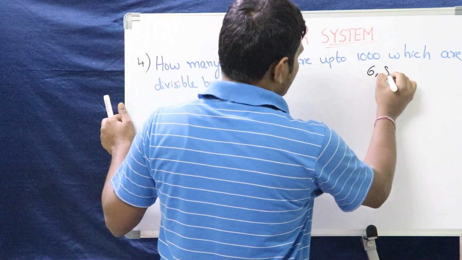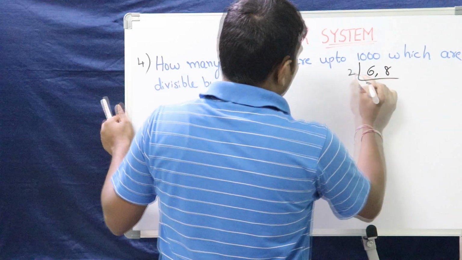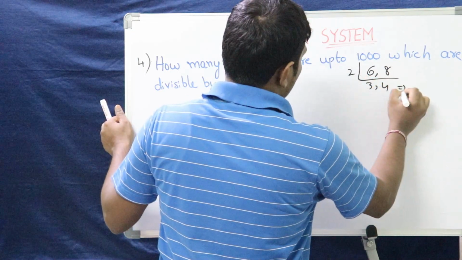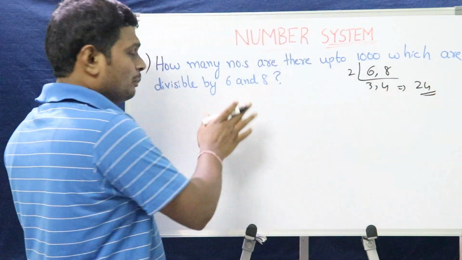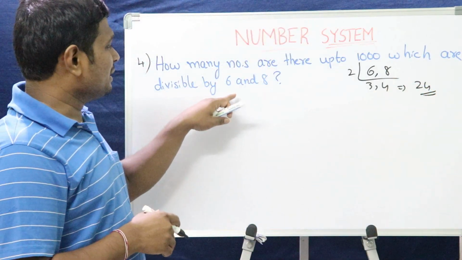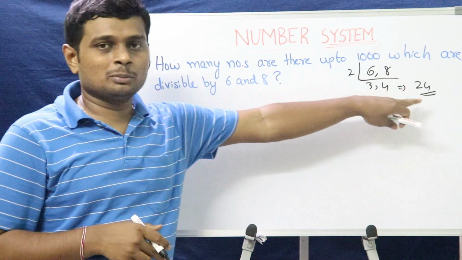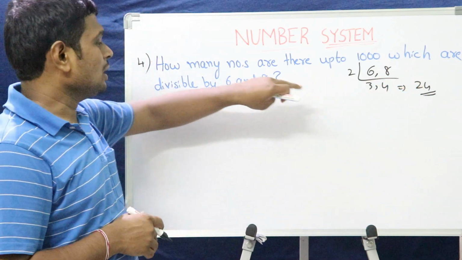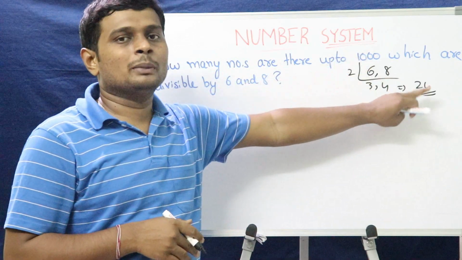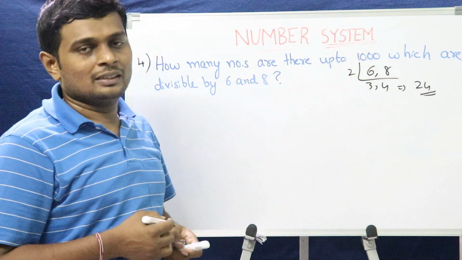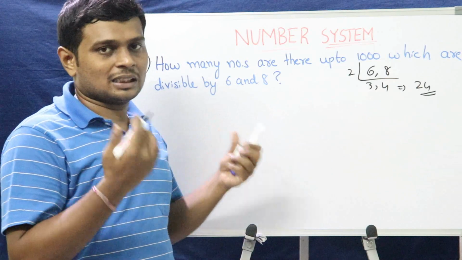What is the LCM of 6 and 8? 2 3s are 6, 2 4s are 8, so 3 into 4 into 2, that is 24 is the LCM. So if a number should be divisible by 6 and 8, it has to be divisible by 24. What we need to find out is how many numbers are there up to 1000 which are divisible by 24. How can we solve that one? Just think about it.